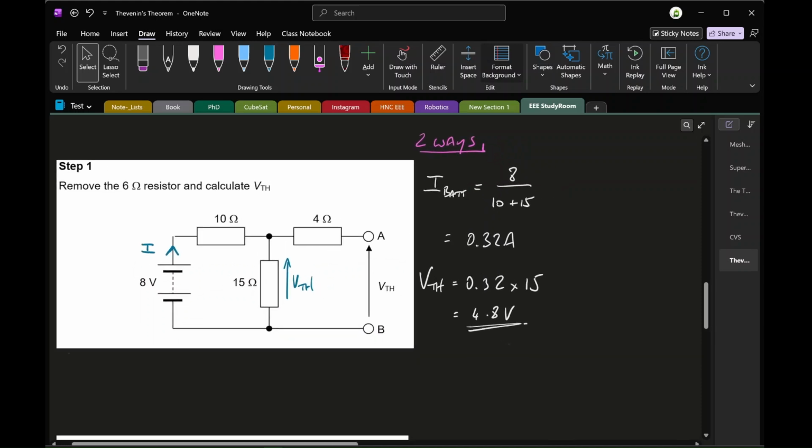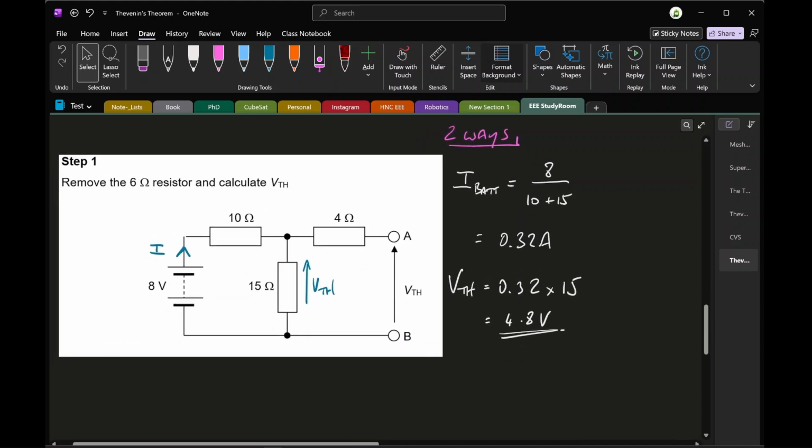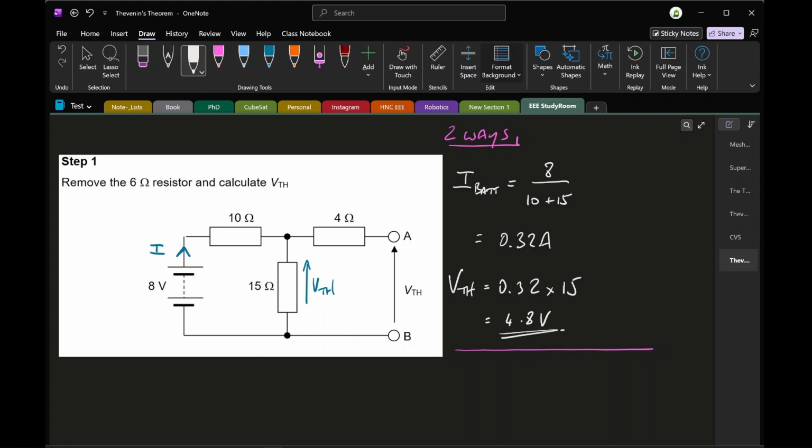Now, some of you might be thinking, well, why can't we just use the voltage division rule? This is the other way of doing it. So I'm going to put a little line through that. We could have taken the voltage division rule, and we could have taken the supply, which is 8 volts, and we could have multiplied it by 15 over 10 plus 15. And it gives us the same answer.